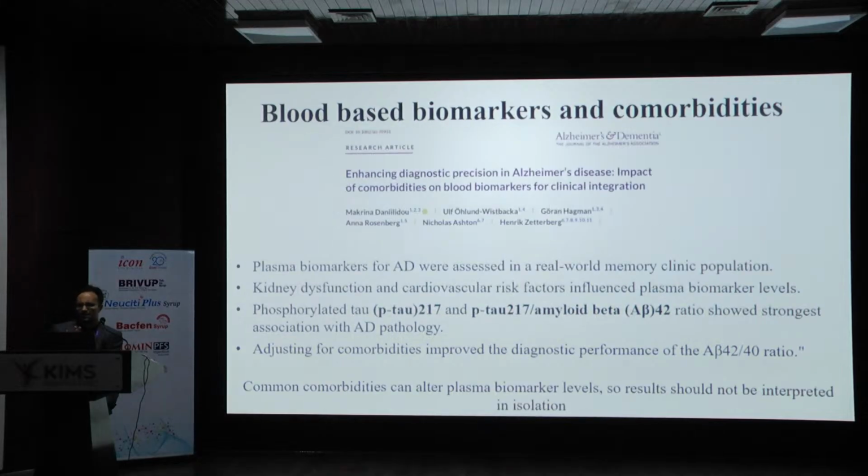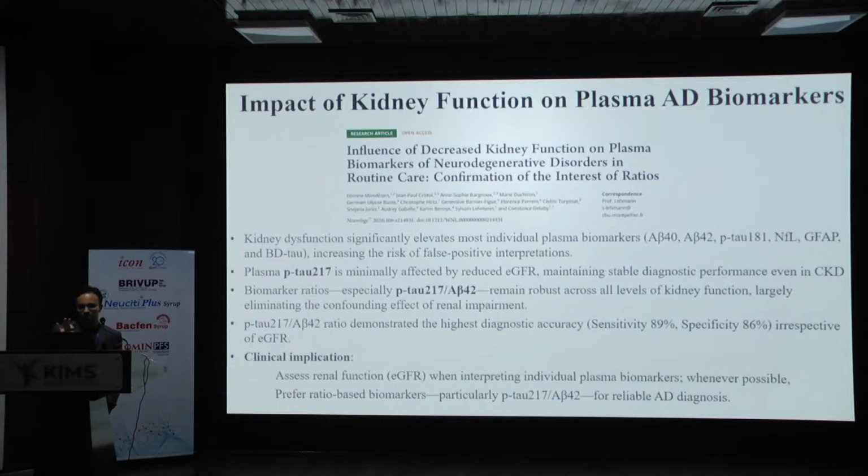And there are one or two studies where they have seen that these blood-based biomarkers are effective in real-world clinics with all the comorbidities, especially kidney function. But they've also seen that P217 and the ratio show the strongest association with AD pathology despite comorbidities. After accounting for them, these are the ones still demonstrating diagnostic performance almost equivalent to an amyloid or a tau PET. This is one more study where they realized the same thing. They assessed eGFR while interpreting individual biomarkers, and they observed that P217 by Aβ42 is still reliable for AD diagnosis, even in patients with comorbidities.